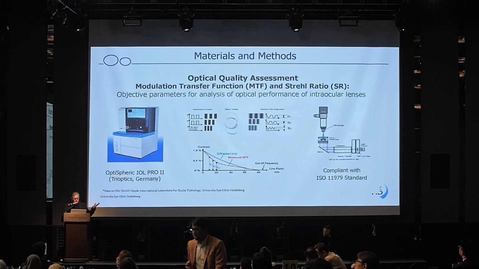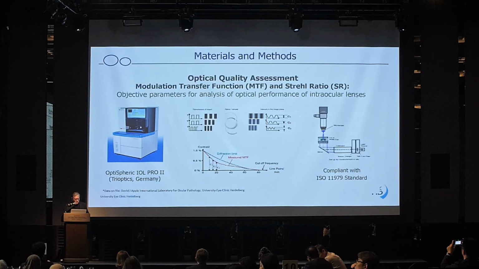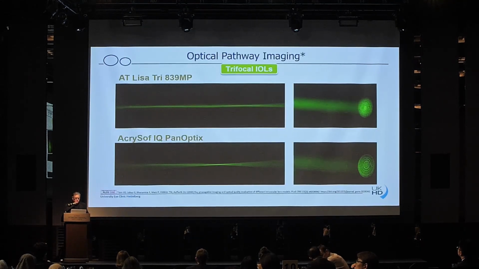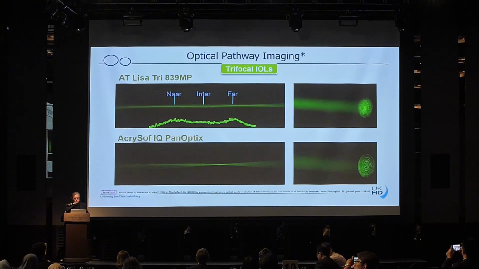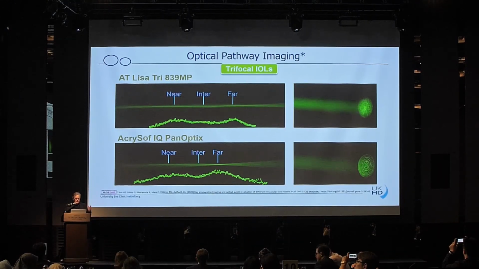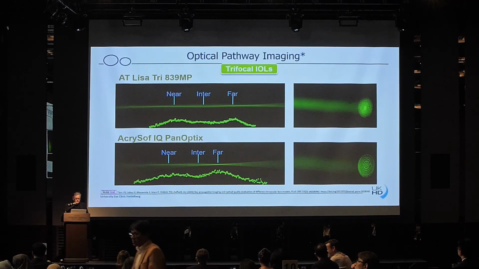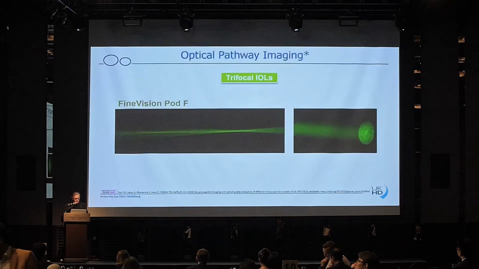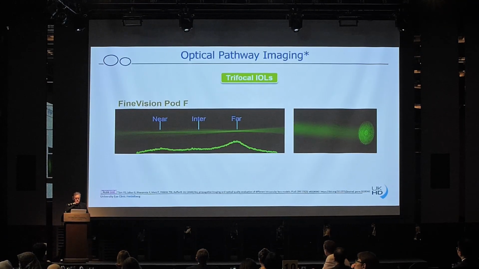An optical bench nowadays looks like this. This is a machine, here the one from Trioptics, which analyzes the image quality and a lot of other features of an optic. You can visualize the optical pathway of lenses and also look at the areas for near, intermediate, and far, and what kind of image is presented on the retina. You see here the Artemisia tree, the Panoptix, and the FineVision lens.